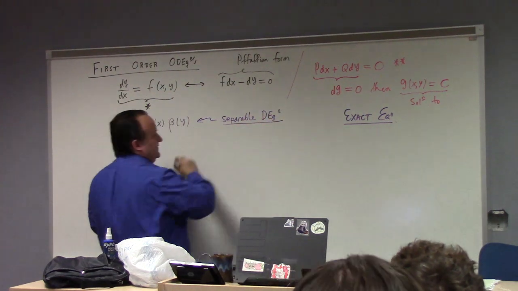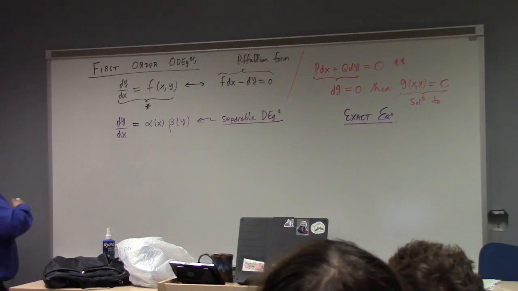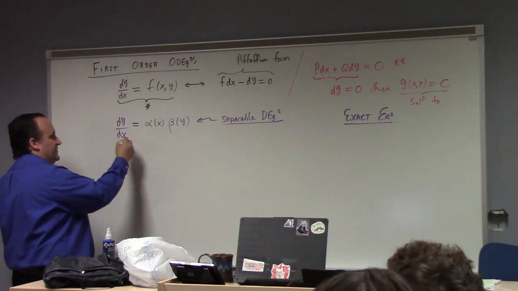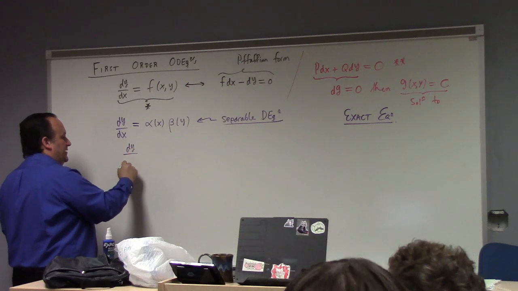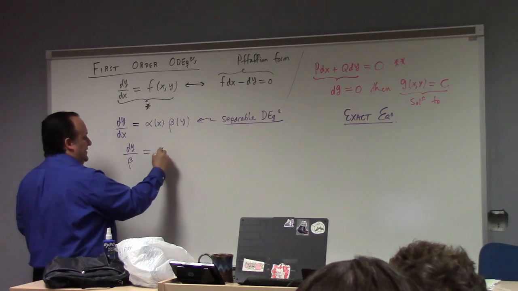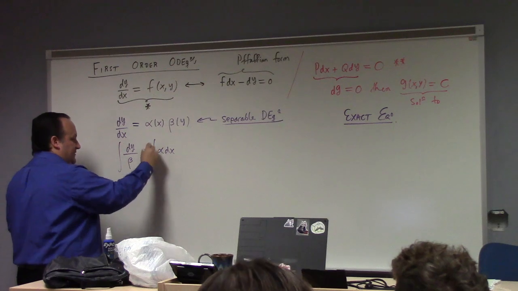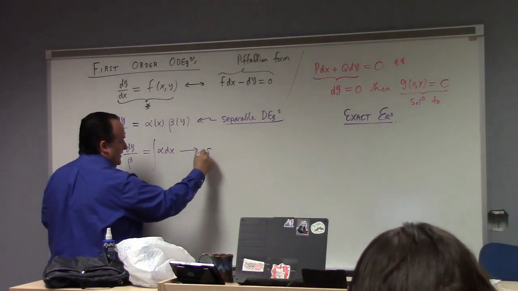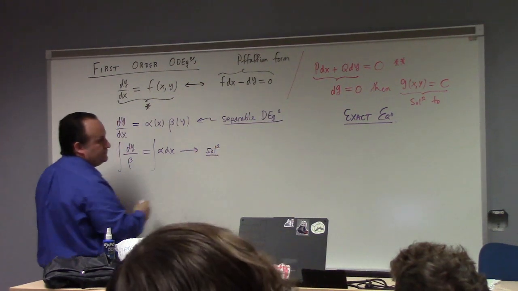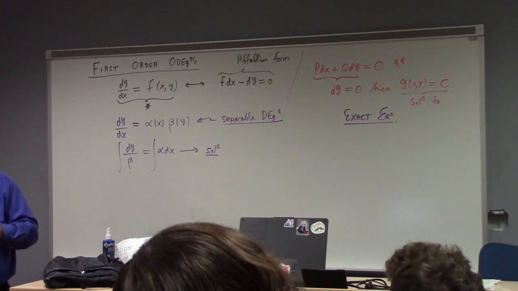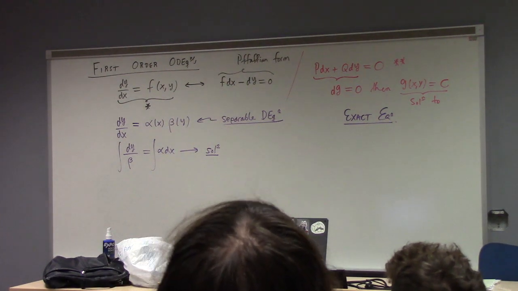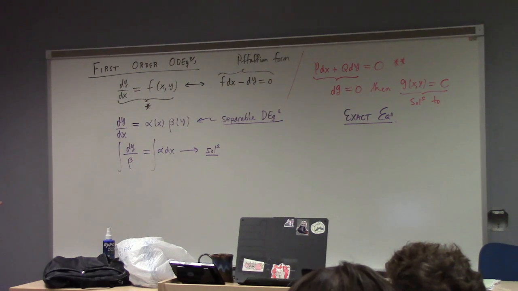And those are super easy to solve, right? Because we just separate variables and integrate. So to solve this guy, you just do dy/beta = alpha dx. You integrate both sides, and then you've got your solution, right? We've seen those. What's the other kind of basic differential equation we can talk about?